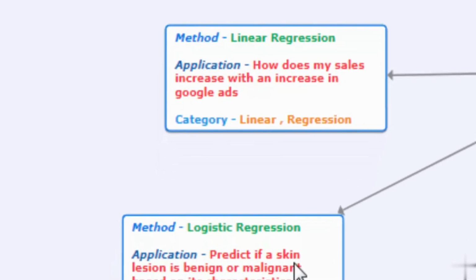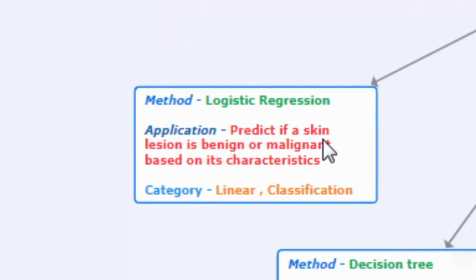Next is logistic regression. Now, this is very much like the linear regression, only that the output is either a 0 or 1. You can also imagine it as yes or no. For example, if given a set of characteristics, the algorithm would say that the lesion is benign or malignant. So it cannot be in between, it cannot be a number, it has to be part of yes or no, benign or malignant.